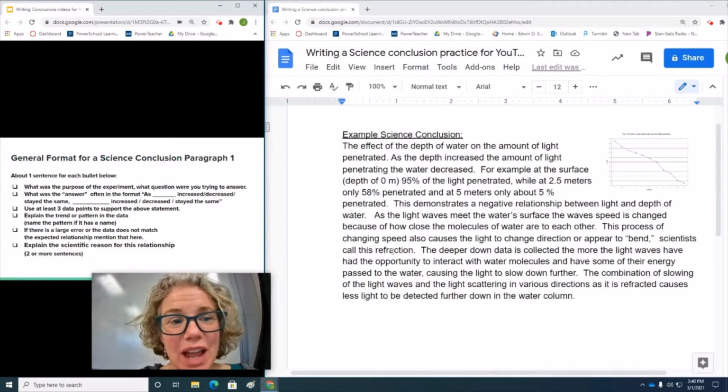All right, so here I have a possible interpretation of the data. I was pretending I was in a physics class. I'm not a physics teacher, so forgive me if my explanation is a little bit off. So I said, as the light waves meet the water surface, the wave's speed is changed because of how close the molecules of water are to each other. This process of changing speed also causes the light to change direction and appear to bend. Scientists call that process refraction.